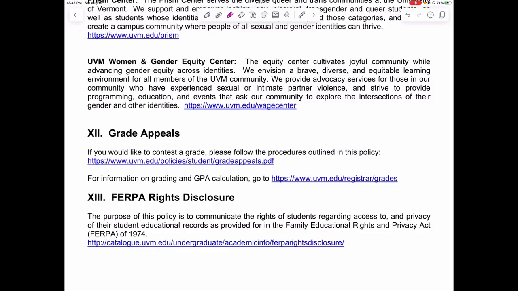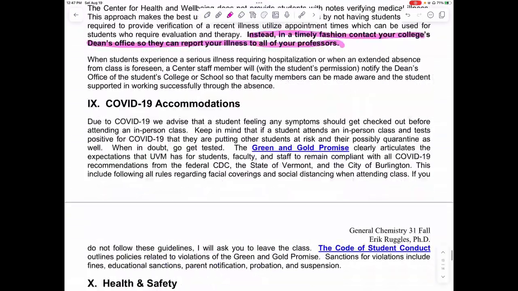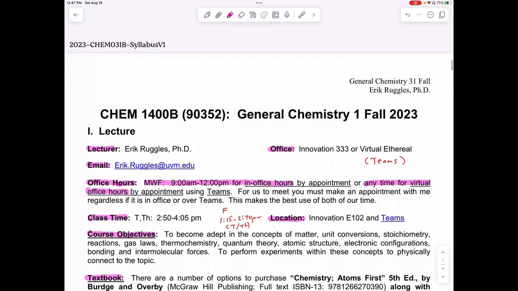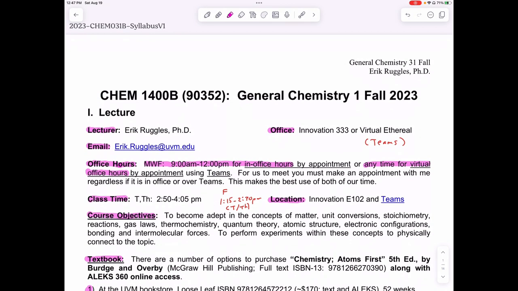So that is, as I scroll way, way back, our syllabus for the fall. A lot of information here. Generally, if you have a question, you can find that answer here within this document. I don't have a problem answering questions, of course, in person or in Teams. But also, I would ask you to realize that there is a document here that has pretty much all the answers. So take a look at the syllabus before you start going to the next step.